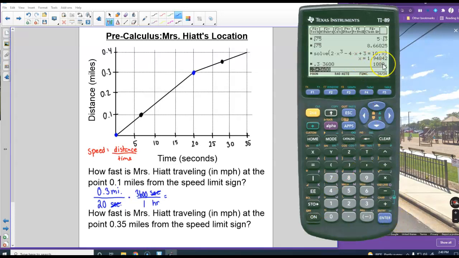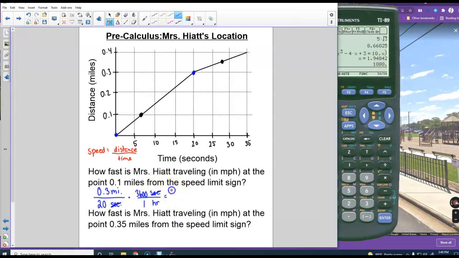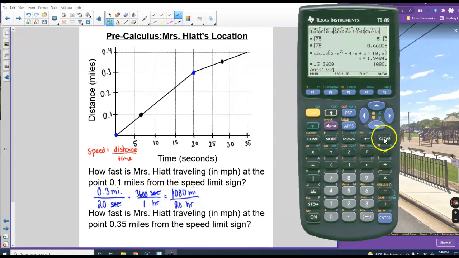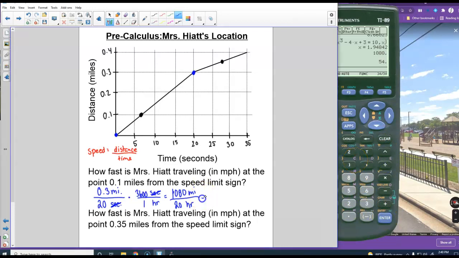Alright, so you get 1080, and then you divide that. You don't have to write this down. You can do it all in one step. 1080 miles, because miles is all that's left on the bottom, over 20 hours. Divide by 20 over here. And you should get 54 exactly.